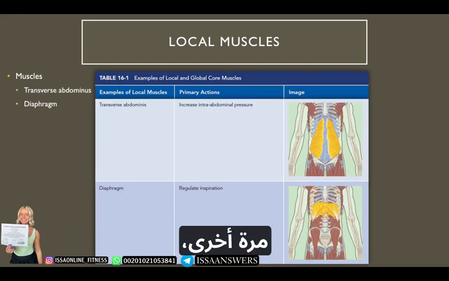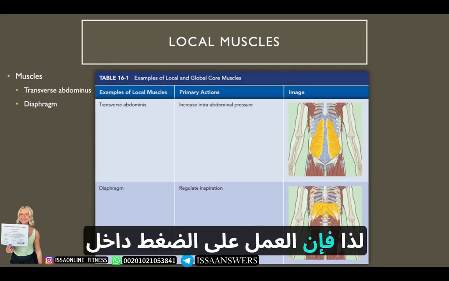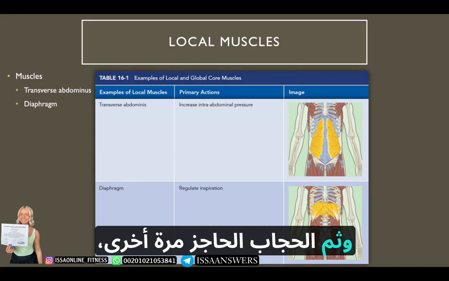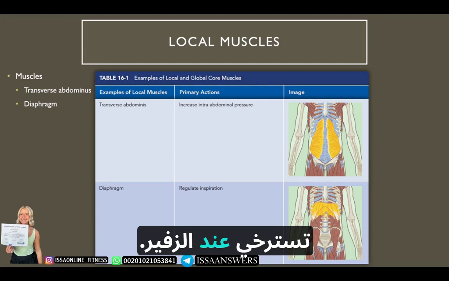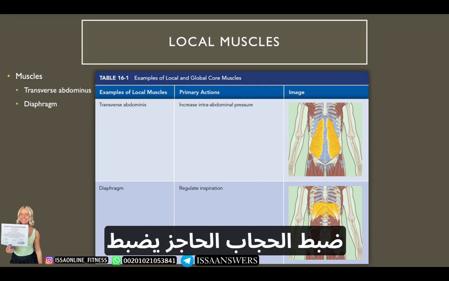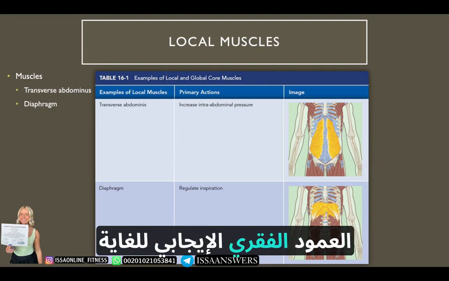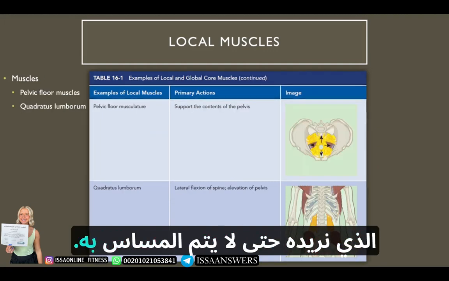And again, the other set is your transverse abdominis, working on intra-abdominal pressure, very important for when we breathe. And then your diaphragm, your big inspiration, your inhaling muscle, it relaxes on the exhale, right? That's the key component to that diaphragm. But again, setting that diaphragm sets those local muscles to allow us to have that very positive spine positioning that we want, so it's not compromised.